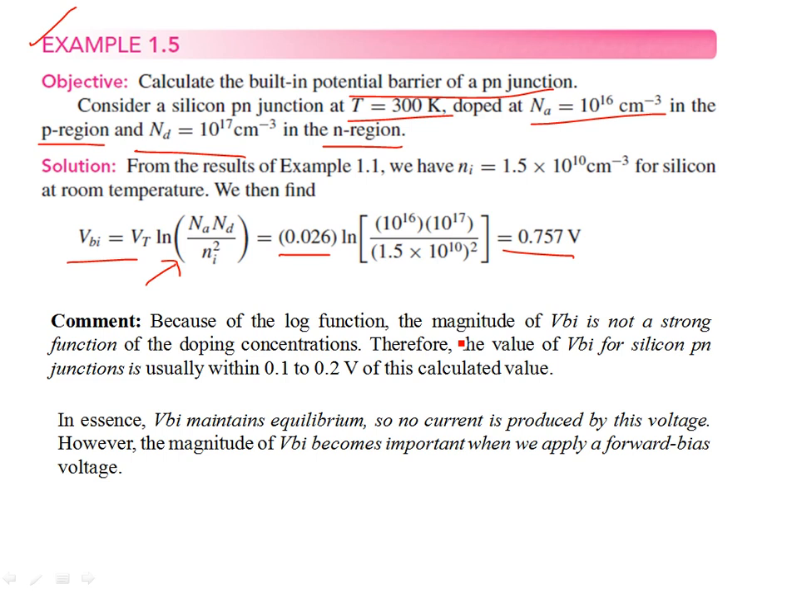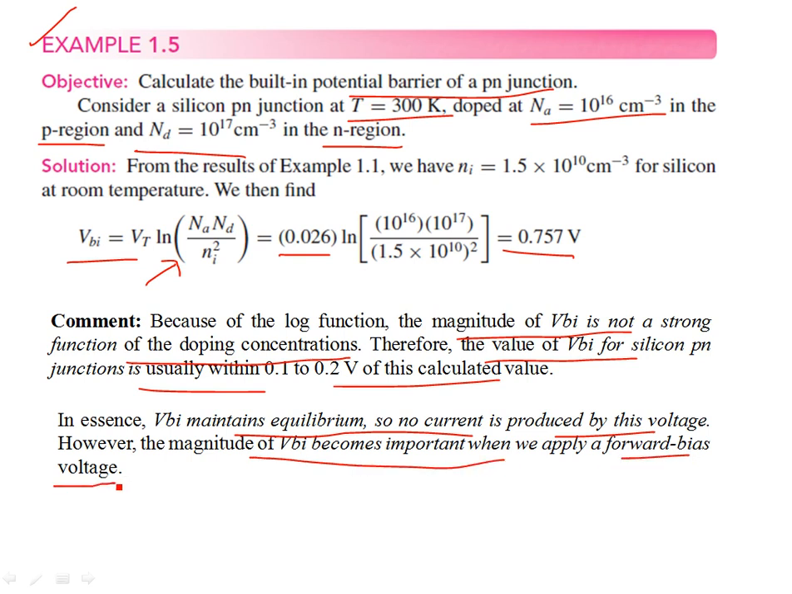Now, because of the log function, the magnitude of VBI is not a strong function of doping concentrations, right? It's not a very huge value. Therefore, the barrier potential of a silicon p-n junction is usually within 0.1 to 0.2 of this calculated value. So in a sense, VBI maintains the equilibrium, so no current is produced by this voltage. That's why it is called barrier potential, because it halts any current due to the majority carriers flowing from one region to another. However, the magnitude of VBI becomes important when we apply the forward bias voltage.